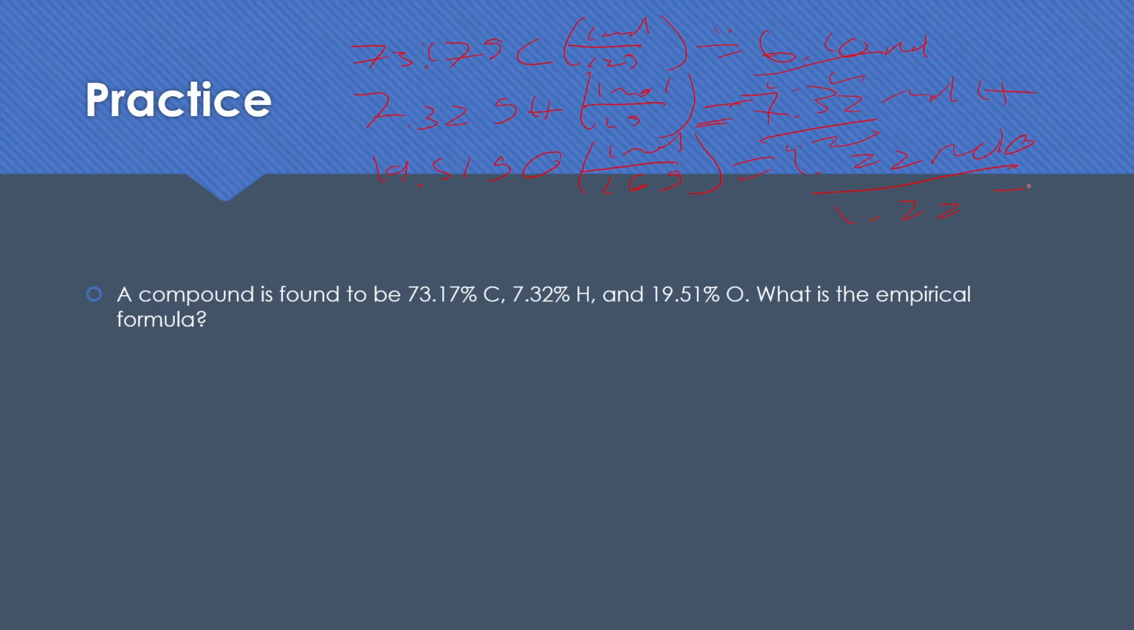So we have 1 oxygen. We have 6 hydrogens, and we have 6.1 over 1.22, so 5 carbons. So our empirical formula is C5H6O.